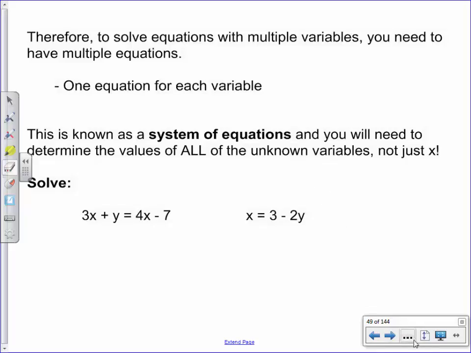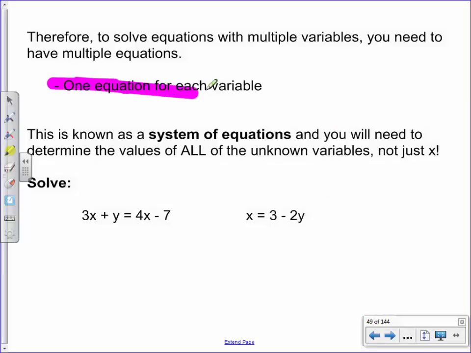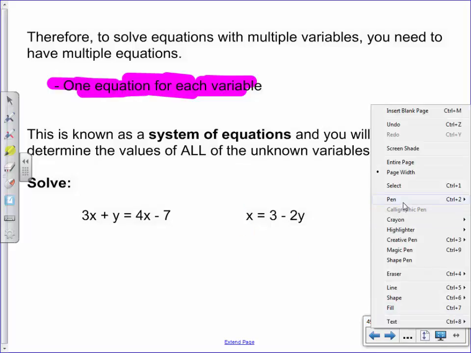Okay, here's the basic concept behind systems of equations. I'll even highlight this. You need one equation for each variable if you want to solve. So if you've got x, you can solve an equation with only x so long as you've got one equation. If you've got x and y, you need two equations. If you've got x's, y's, and z's, you need three equations. Does that make sense? So I think you guys have done this a little bit before last year. I think it probably would have been one of the last things you did.